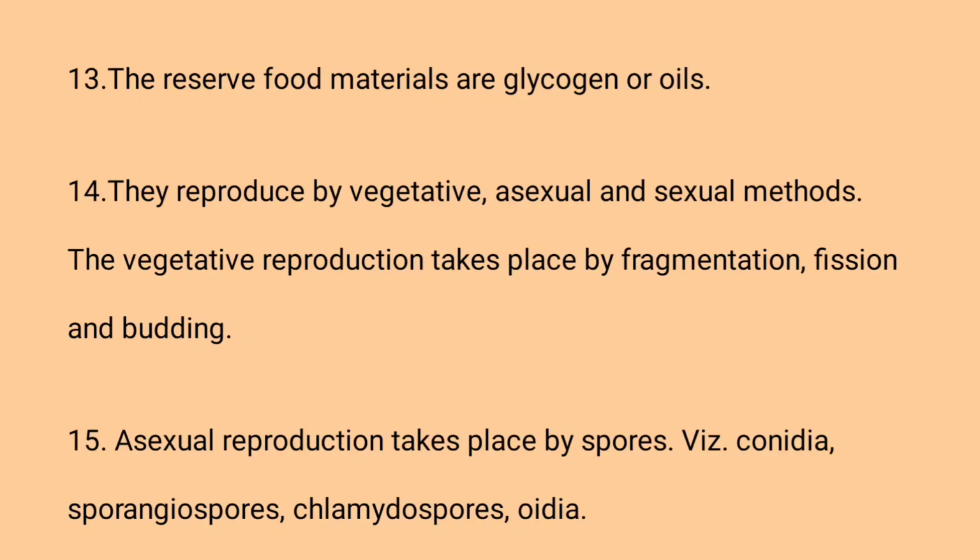In vegetative reproduction, the vegetative part takes part. In asexual reproduction, spore formation takes part. In sexual reproduction, they have male gametes and female gametes, and after the fertilization. So the first one is vegetative reproduction. It takes place by fragmentation, fission and budding. So vegetative reproduction takes place by three methods.